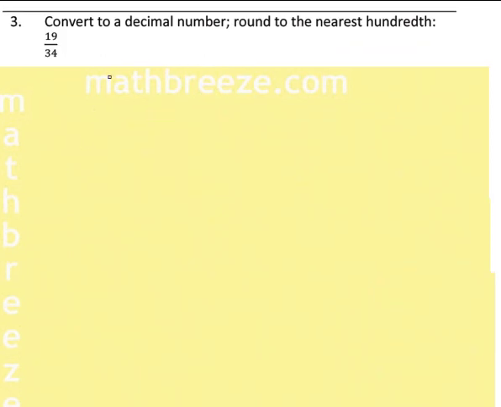Okay, here we have a fraction. We want to convert to a decimal, and this time we want to round to the nearest hundredth. All right, so we're going to, again, divide denominator into numerator. That's 34 into 19. Now, we need a 10th place, a 100th place, and 1 more for rounding. Let's put our decimal on top and start our division.